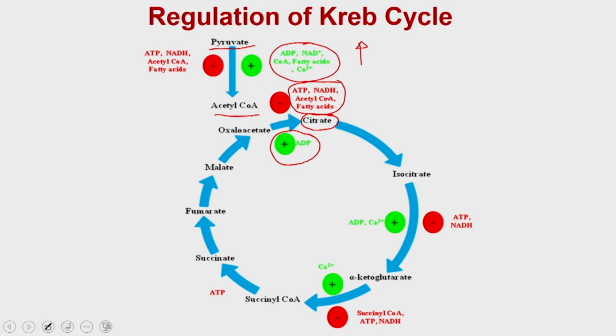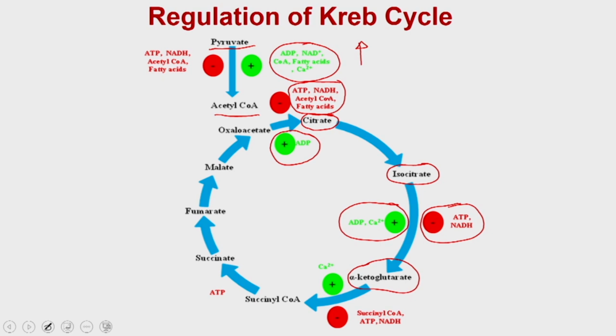Same is true for when you do a conversion of isocitrate to alpha ketoglutarate. That time also ADP and calcium are going to be the positive modulators, they will enhance the activity, whereas ATP and NADH are going to inhibit these activities. Same is true for the other steps as well.